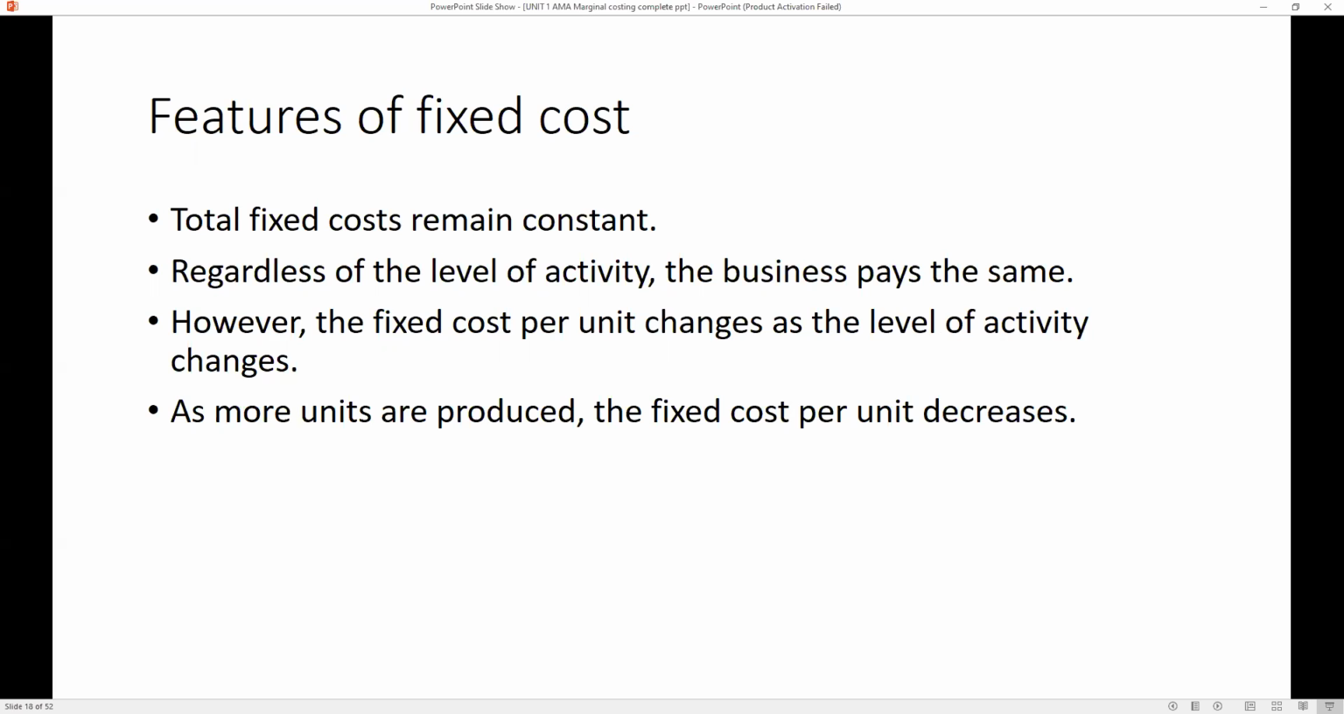So again, they can ask you for 2 marks. What are the features of fixed cost? These are the features of fixed cost.